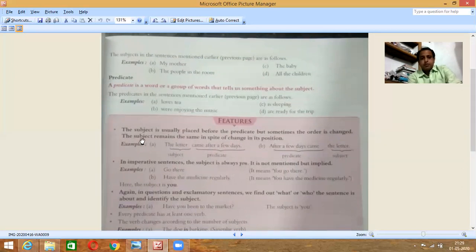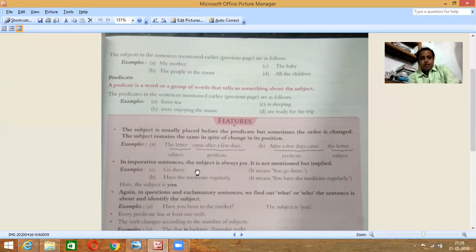Now come to the features of this. The subject is usually placed before the predicate, but sometimes the order is changed. So I've given you the examples. In all the examples, whatever I have just discussed, you can see that the subject is usually placed before the predicate. But sometimes the order is changed. How? The letter came after a few days. Here you can say that the letter, it's okay, no problem. After a few days came the letter. We can write the sentence like this. Not only that the subject should come first, then the predicate part will come. It's not so. Sometimes the sequence might be changed. The order might be changed. After a few days came the letter.